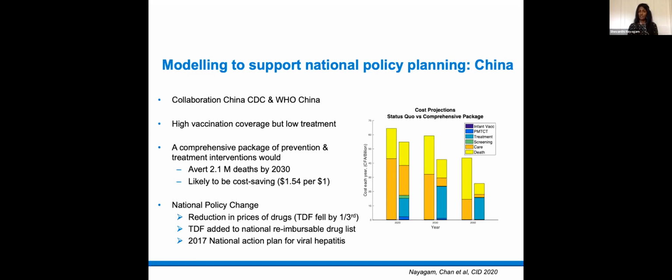So for every $1 in, you get $1.50 back. And this is because the money you're putting into treating people now is averting the costs of management of end-stage liver disease, cirrhosis, and all the societal costs down the line. And there was some national policy change. There was a reduction in prices of drugs, including tenofovir, which was added to the reimbursable drug list. And this informed the 2017 National Action Plan for Viral Hepatitis.